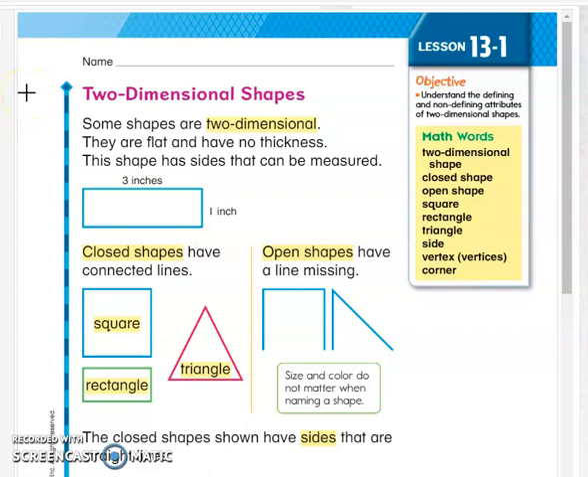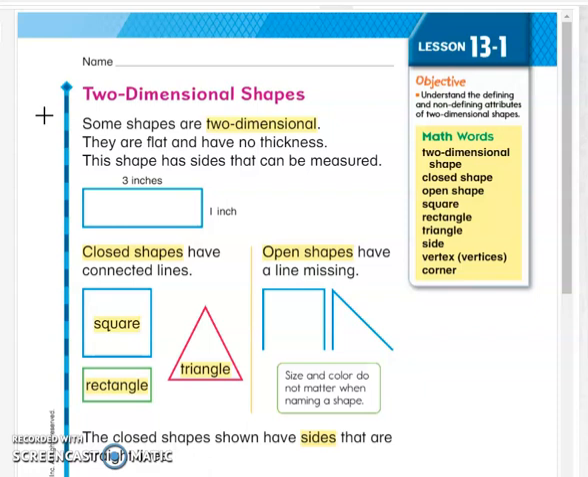We are looking at page 483, two-dimensional shapes. It says, some shapes are two-dimensional. And that just means that they are flat and they have no thickness. So these shapes are just flat to the ground. They're not big and thick. They don't stand up off the ground like a 3D shape, which we'll be talking about next week.